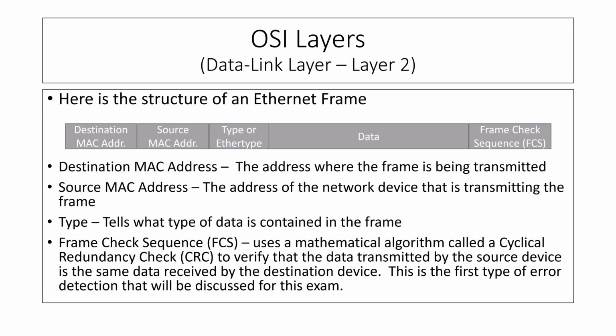The receiving network device strips off that frame check sequence, does the same mathematical algorithm, and then compares what it comes up with to what was transmitted. If they're identical, no changes occurred during transmission. In other words, no errors in the frame, and the frame is passed off to the next layer. If there's a difference between the calculated CRC and the transmitted CRC, the frame is simply dropped.